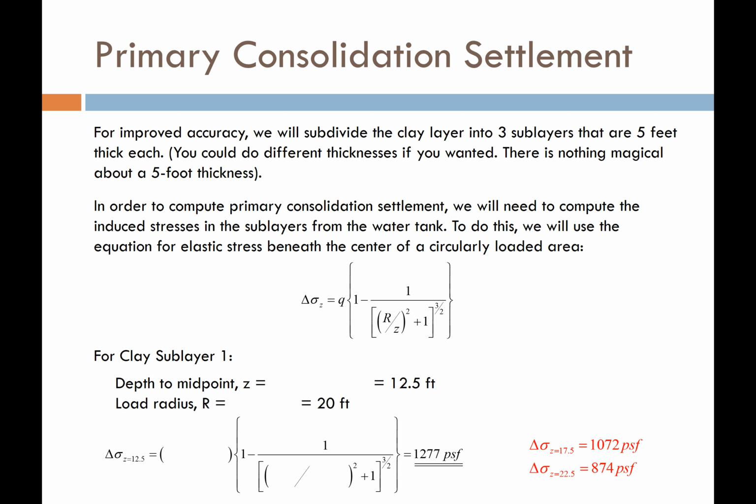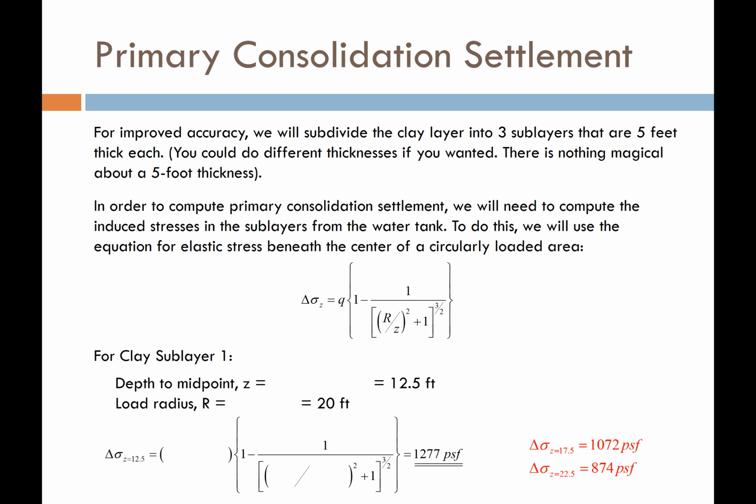So we're only going to look at the clay layer. The clay layer was 15 feet thick. Let's divide the clay layer into 3 sublayers that are 5 feet thick each. Again, this is my decision. If you wanted to divide it into 5 layers that were 3 feet thick each, you could do that too. It's just up to you. There's nothing magical about the 5-foot number that I picked.